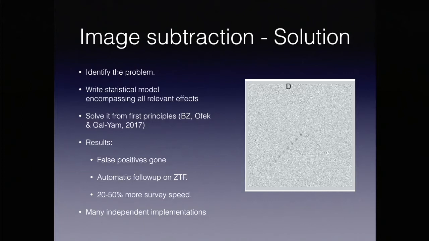And this allows automatic follow-up on ZTF. So I know that ZTF now can trigger an expensive instrument based on a dot of light found in a single image, previously unnoticed. And just as a bonus, you have 20 to 50% more survey speed. This is just an accident. No one knew it was there. This thing now has 5 or 6 independent implementations. I lose track of it. And I'm happy that I'm not a software company for any one of them.